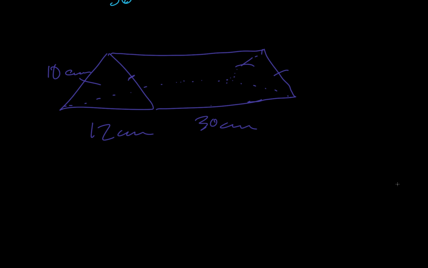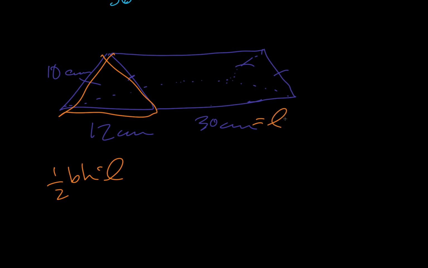So once again, a cross-section of this would be just a triangle. And so it's the cross-section times the length, or whatever, the height. And so we want to have 1/2 base times height for this triangle. And then we're going to multiply it by the length. So I'm going to call this L.